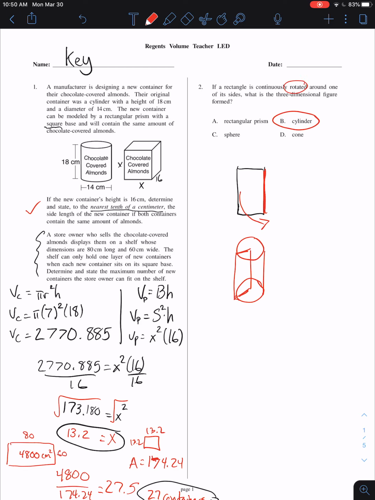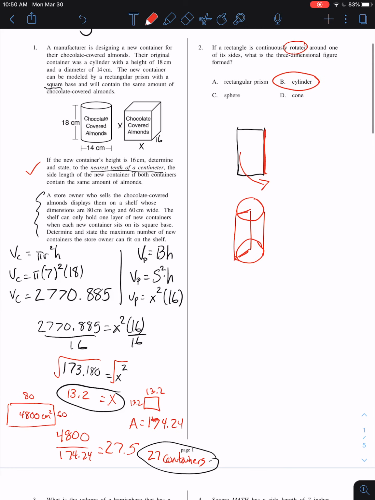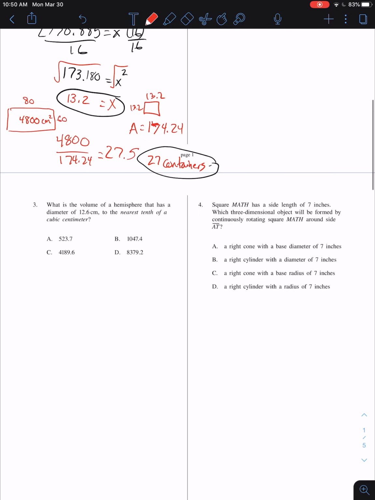Okay, it's not going to form a sphere. It's not going to form a cone. Not going to form a rectangular prism. Again, it's just something, can you visualize what is happening with these pictures?